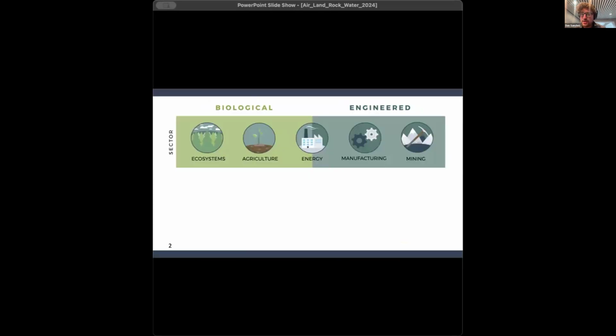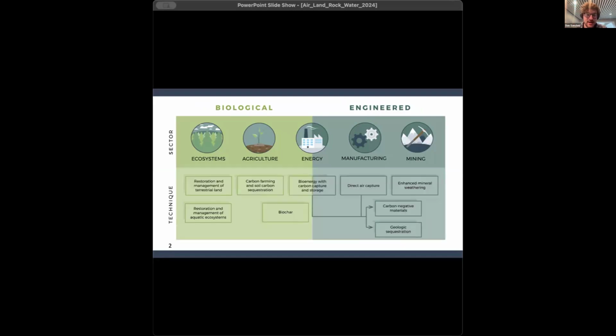So I just want to start with a little bit of context around what we mean when we're talking about sucking carbon out of the atmosphere. At the broadest sense, there's two ways that we can do that. We can use biology and things like ecosystem management, soil management, agriculture in order to pull carbon out of the air. Or we can use engineering or large kind of chemical systems in order to do that. On the biological side, we're talking about restoring and managing terrestrial lands, or restoring and managing aquatic ecosystems, storing more carbon in soils through changed agricultural practices or biochar addition.